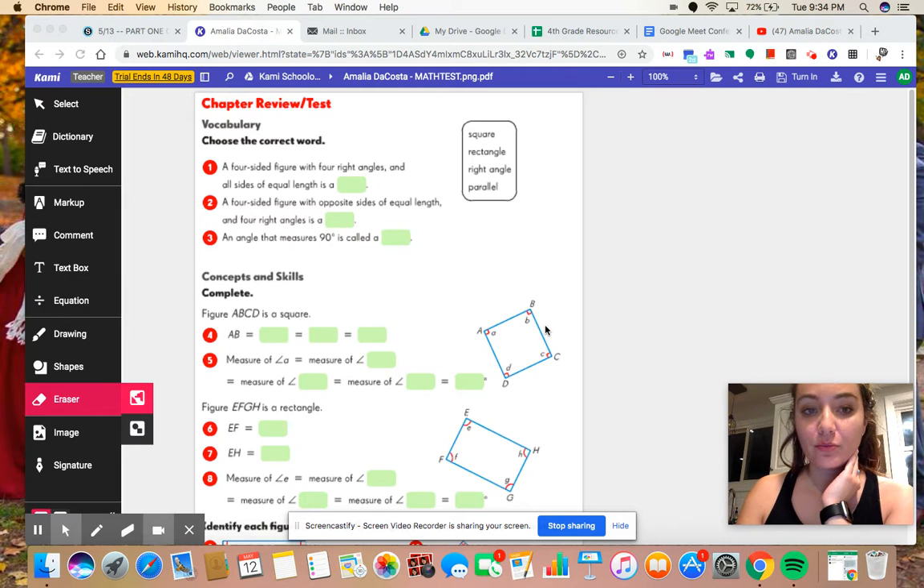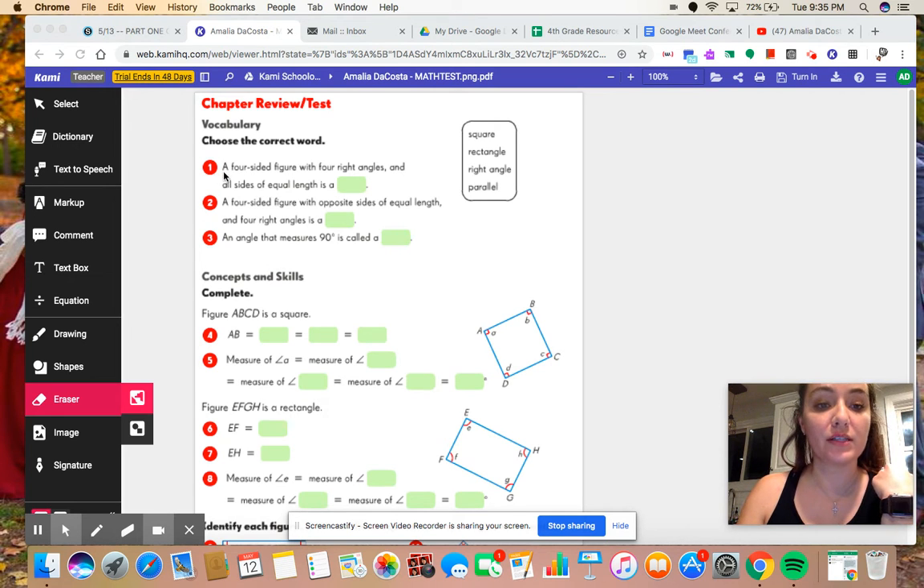I'm going to go through part 1 and read all the directions and explain some questions that may be a little bit difficult. So numbers 1 through 3, it says choose the correct word. So please make sure you are using words from the word bank, okay? I'm going to read these through very quickly.